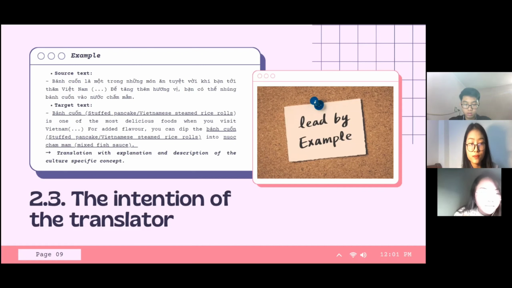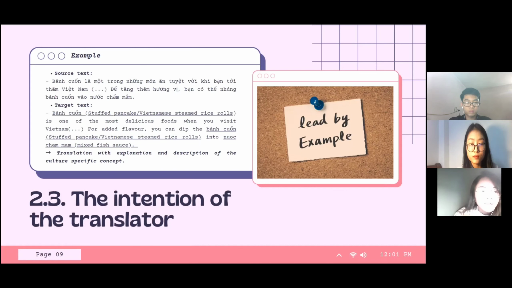For example, I have some terms here. Bánh cuốn, stuffed pancake, Vietnamese steamed rice rolls, or nước chấm mắm, mixed fish sauce. Translation version includes the explanation and the description of the culture-specific concept. So you can see the intention of the translator here. In this case, is to translate for foreigners who don't know about Vietnamese culture concepts such as bánh cuốn or nước chấm mắm. The translator can shorten or over-translate the source text for particular target readership.